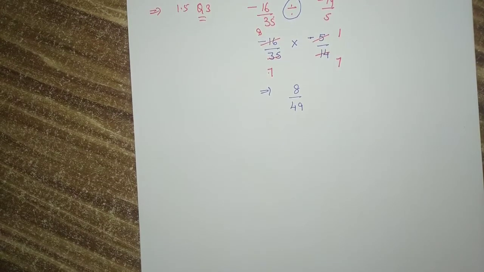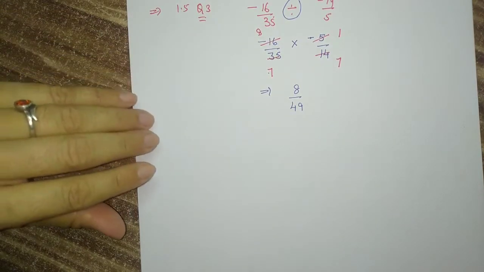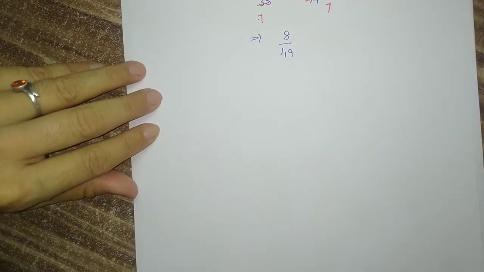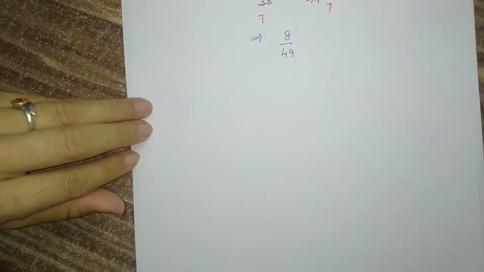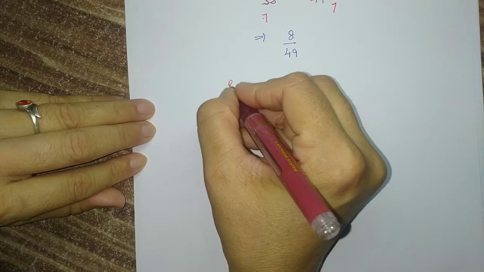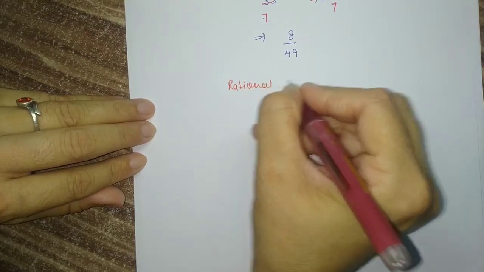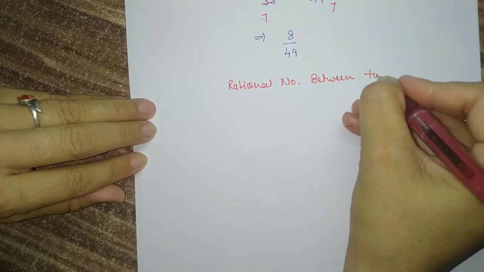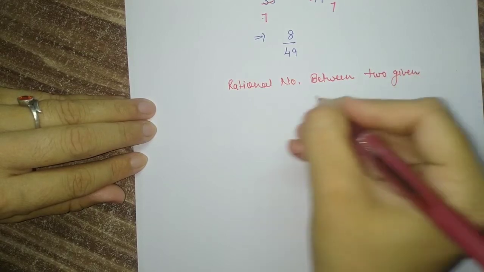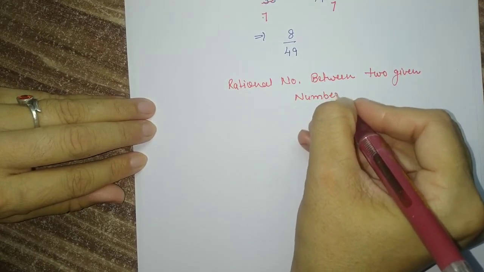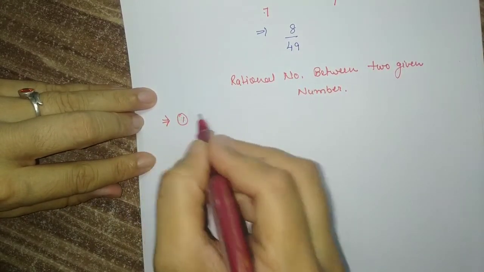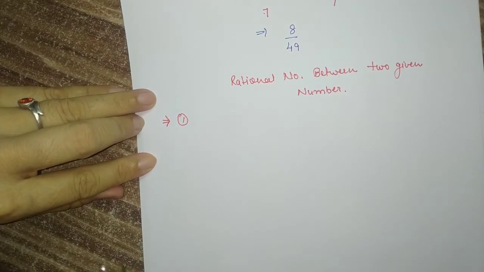Now in the previous test I gave one question on how to find the rational number between two given numbers. So students, the next topic of our revision is rational numbers between two given numbers. Okay, students, now here there are two methods. First method, if we have to find only a single number between the two.